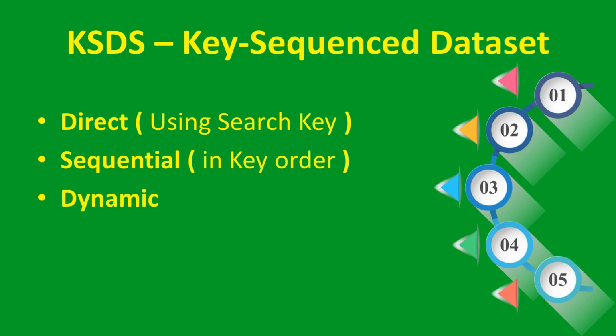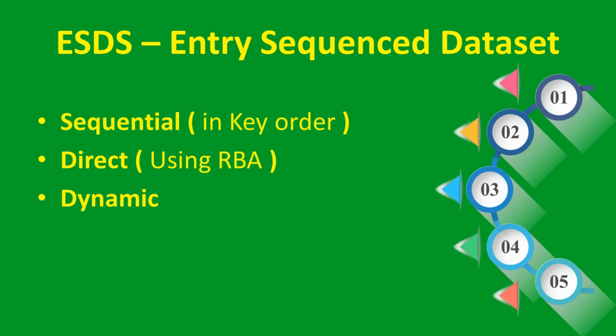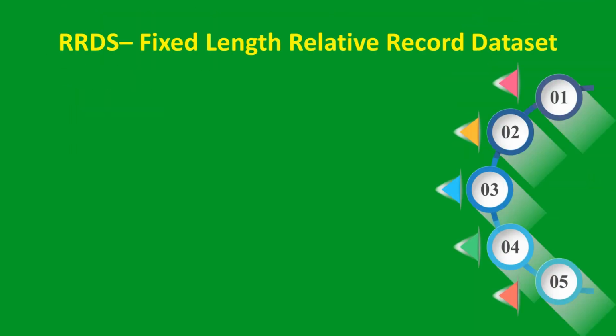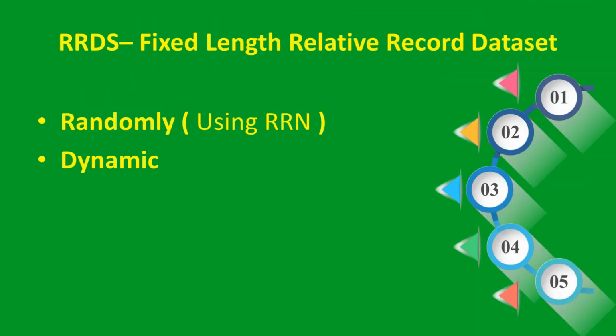First one is KSDS. A KSDS is a VSAM dataset where records are accessed based on a primary key field. KSDS access methods include direct, that means using a search key; sequential, that means accessing records in key field order; and dynamic, that means combining sequential and direct access methods. Second one is ESDS. ESDS access methods include sequential, that means accessing records in the order they were added, and also dynamic, combining sequential and direct access methods. Third one is RRDS. RRDS access methods include direct, using RRN, and also dynamic, combining sequential and direct access methods.